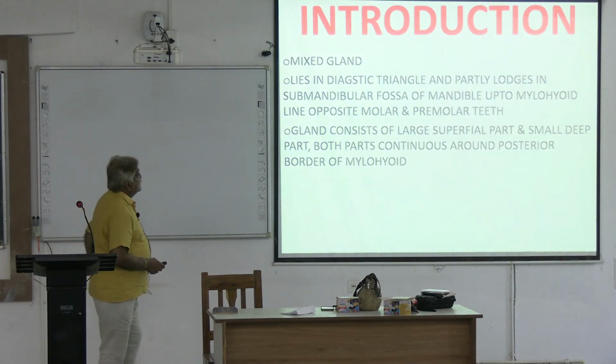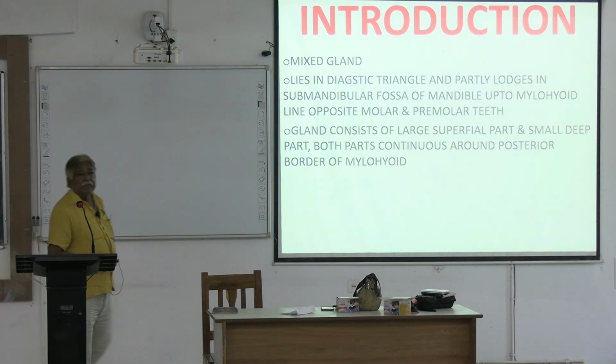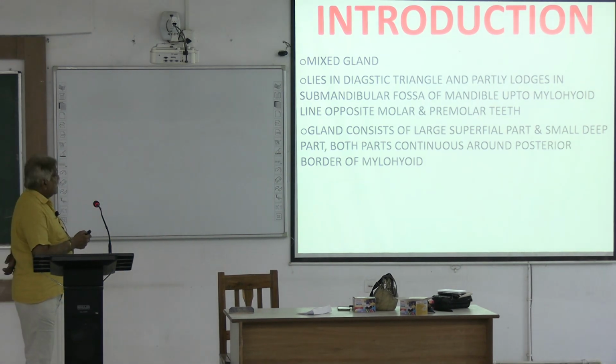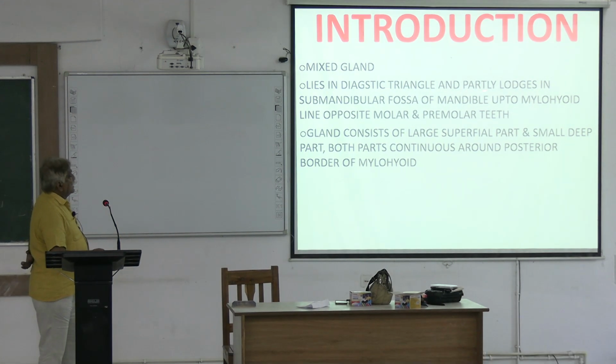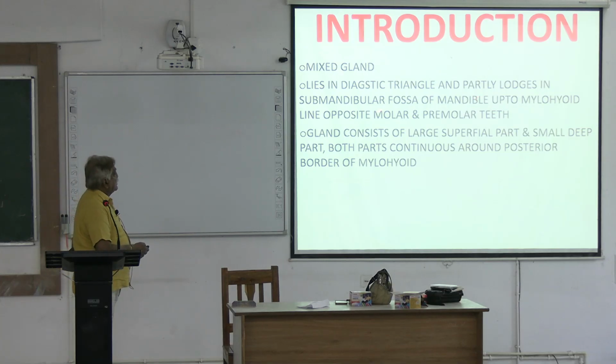Now, introduction. The submandibular gland is a mixed gland, lies in the digastric triangle and partly lodges in the submandibular fossa of the mandible up to the mylohyoid line opposite the molar and premolar teeth. The gland consists of a large superficial part and a smaller deep part. Both parts are continuous around the posterior border of the mylohyoid muscle.